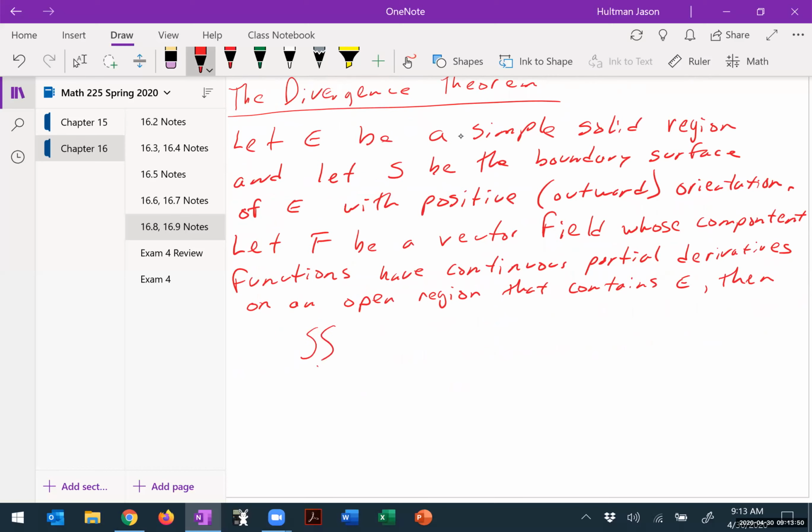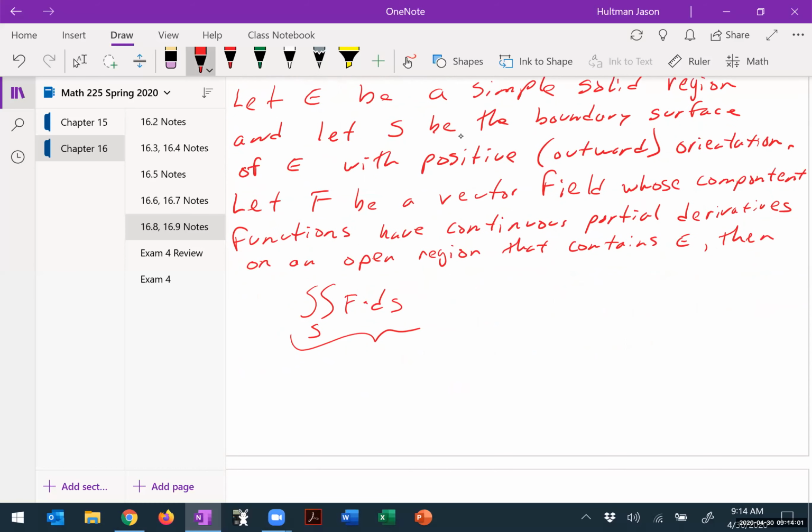Then the surface integral of F dot dS has a special name. It's called the flux. The flux is then equal to a triple integral over E, which is our solid, of the divergence of F dV.